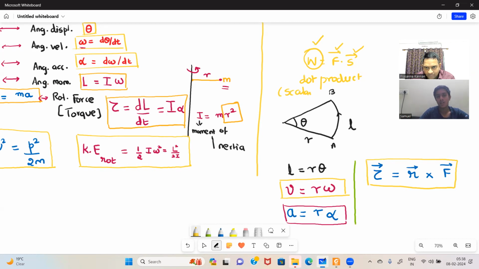There is another way in which you multiply two vectors, in which case you get the result as a vector. So that is called what? Cross product. Or it's also called what product? Vector product. Very good.